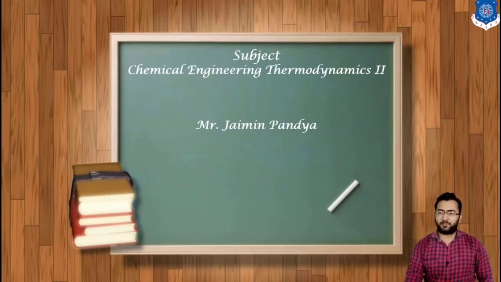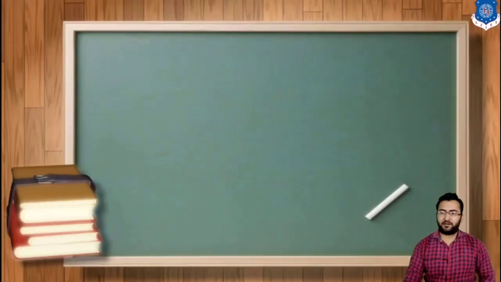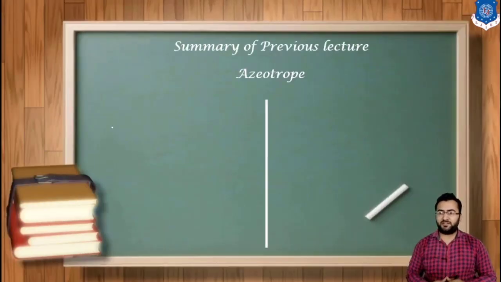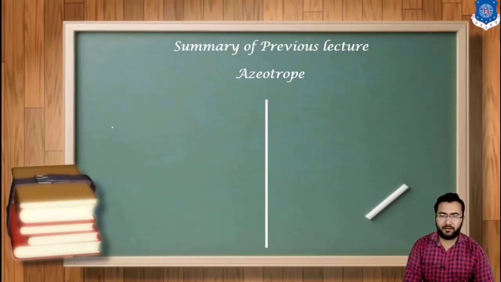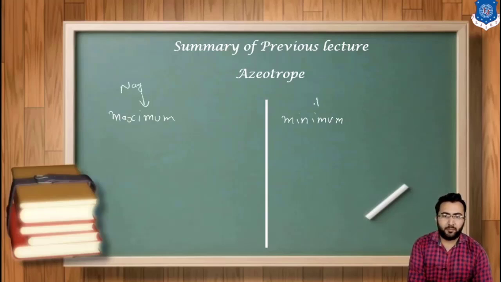So let's continue with chapter number 1, which is phase equilibrium. Let's recall what we understood in the previous lecture. In the previous lecture we discussed azeotropes and their types. There are mainly two types of azeotrope: first is the maximum boiling azeotrope and second is the minimum boiling azeotrope. The maximum boiling azeotrope is known as a negative deviation, and the minimum boiling azeotrope is known as a positive deviation from ideality. So let's first understand the meaning of azeotrope.